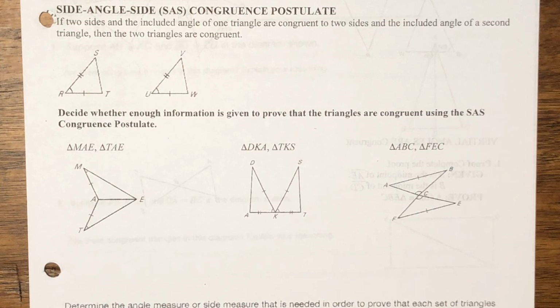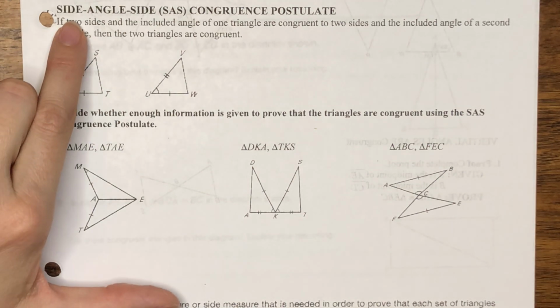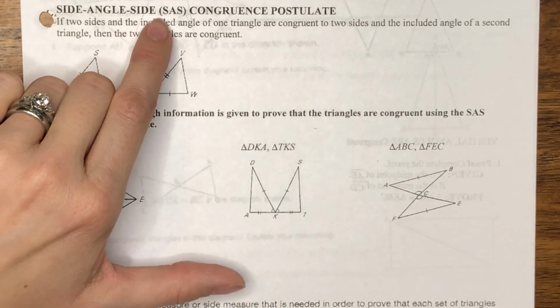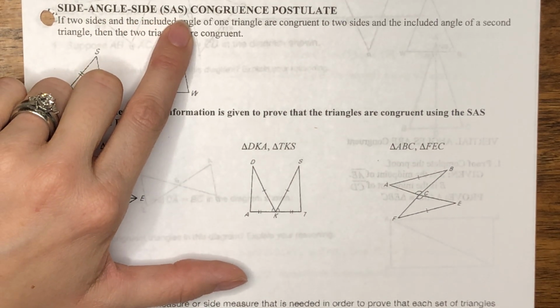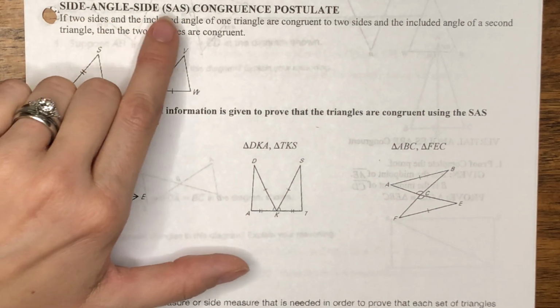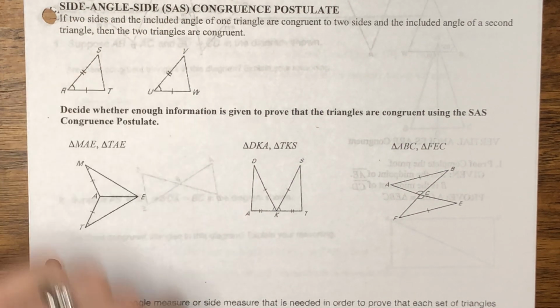Okay, so what we just did was side-side-side congruence. Now we're going to look at a different congruence postulate. It's called side-angle-side, SAS. And this is the side-angle-side congruence postulate.